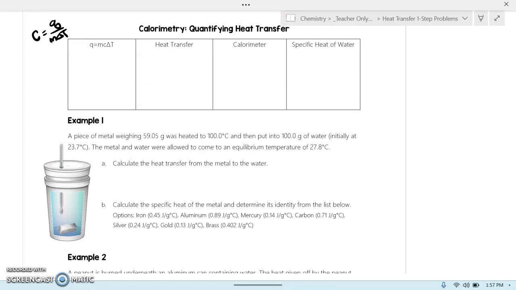So just like we've talked about previously, the Q is energy measured in joules. The m is mass measured in grams, and ΔT is the temperature change in degrees Celsius. That little triangle means delta, which is a change in temperature. So you will not plug in a starting or an ending value. You'll actually plug in the difference between the two.